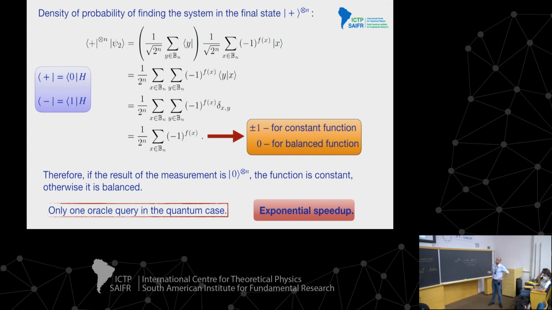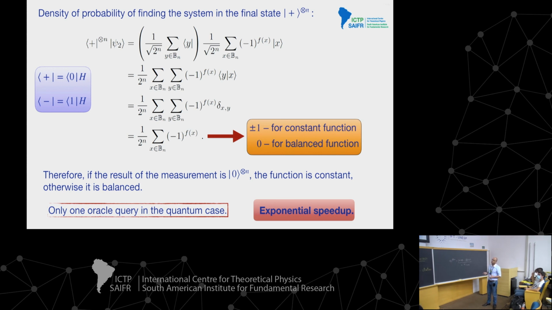That's the case. If the function is balanced, observe that half of these values will be 1, and half of these values will be minus 1. So when you sum all these values, the result is 0, right? So if the function is balanced, it's not possible to find the system in a tensor product of plus states. Is it clear, or a bit confused? Okay. So in this case, observe that you are getting the answer with just one oracle call. So in this case, we say that there is an exponential speedup.